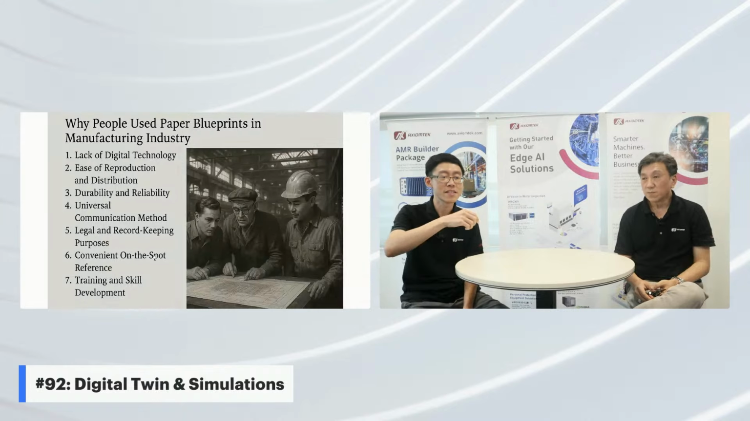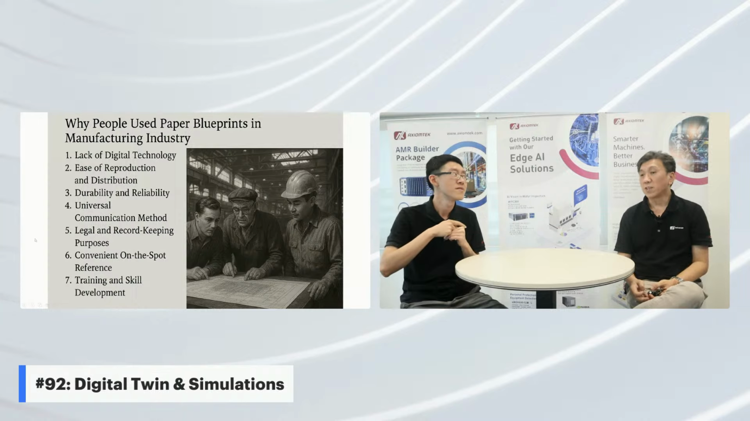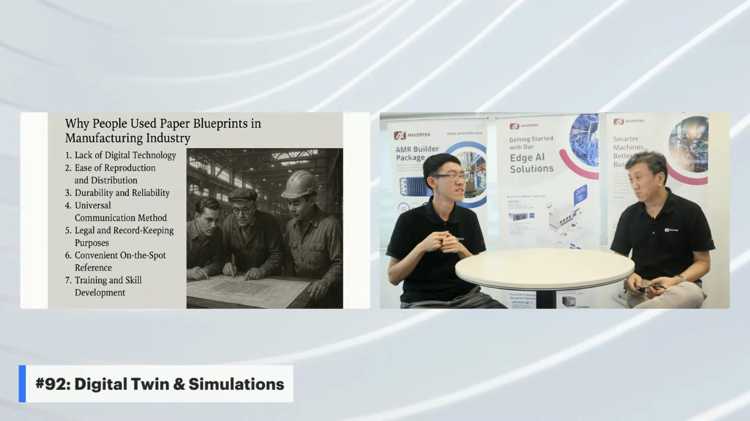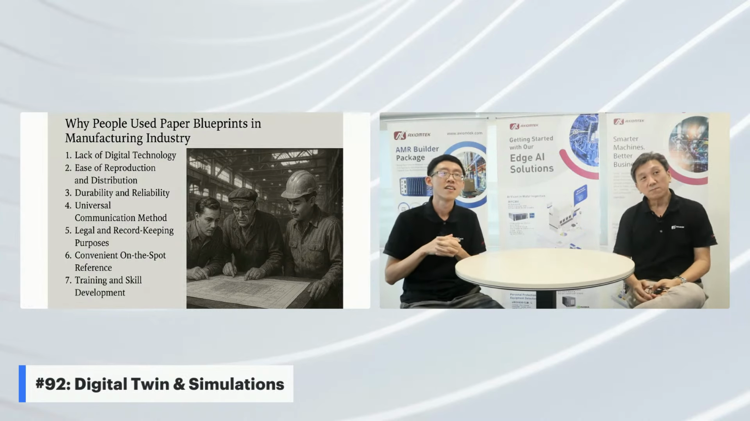Because they just draw their machine on paper. Yeah, on paper, and then they have to do some trial and error. They put in things to connect them together. So they will do some trial and error. Yes. Okay. And then it's a universal communication method.